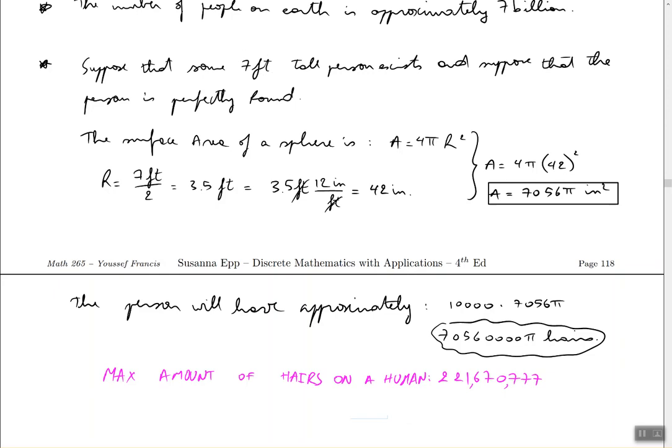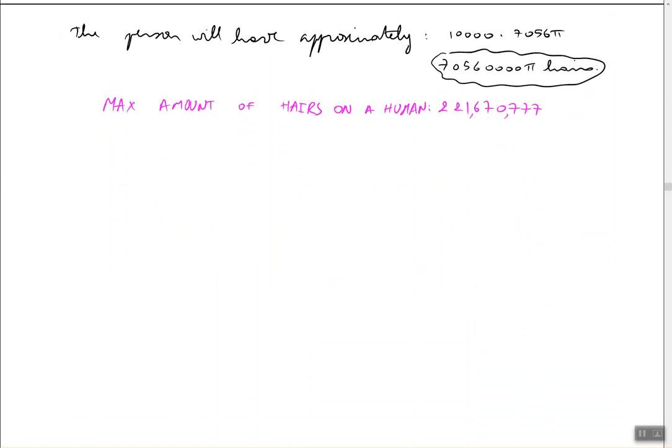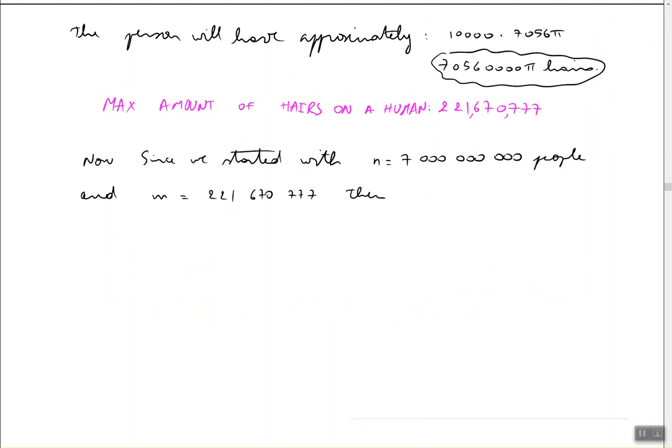That person's 7 feet tall, and they are perfectly round, so they're nothing but a giant ball of hair, pretty much. No other human being will have more hairs than this. So the maximum number of hairs that is possible is roughly 221 million. Now, remember, we had 7 billion people to begin with, which is significantly larger than this amount. And since n is 7 billion and m is roughly 221 million, n is greater than m, which means the pigeonhole principle applies. So some 2 people will share some number of hairs.